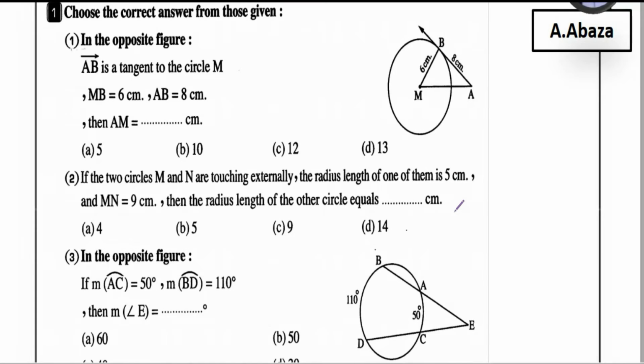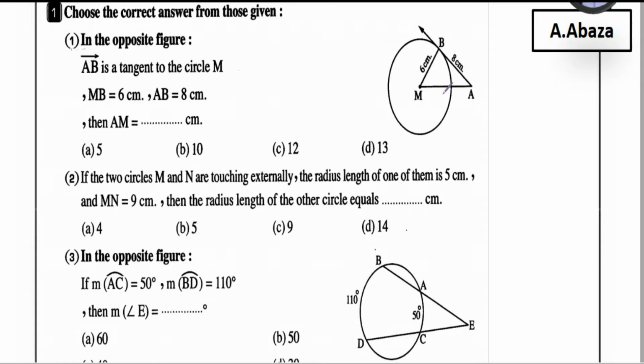Now, my lovely students, let us show a model of an exam of the second term. First question is choose the correct answer. Look at this figure. You have a circle M. BM equals 6 centimeters, AB equals 8 centimeters, and the ray AB is a tangent. Then what is the length of MA?